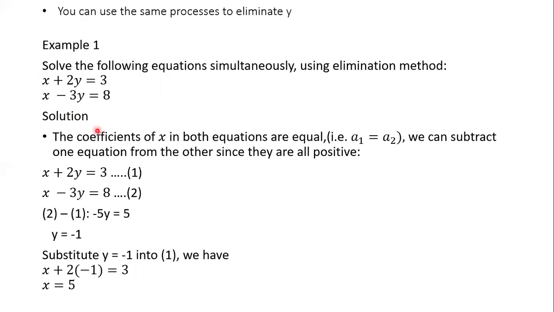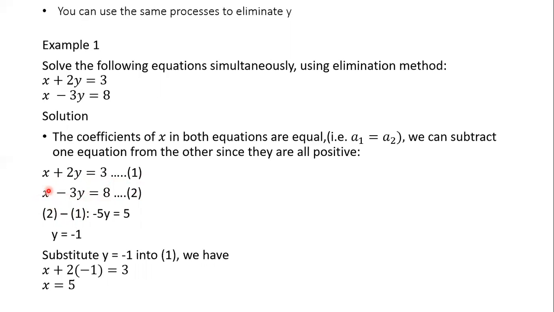Good. So that's why I said the coefficient of x in both equations are equal, that is a1 equal to a2. We can subtract one equation from the other since they are all positive. So we have x plus 2y equal to 3, equation 1, and x minus 3y equal to 8, equation 2. Here I am subtracting equation 1 from equation 2, so I said equation 2 minus equation 1.